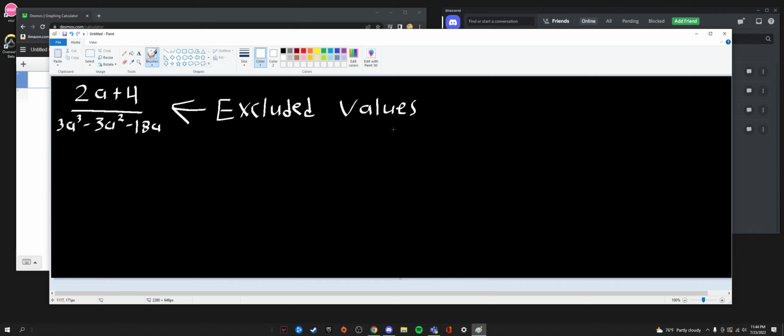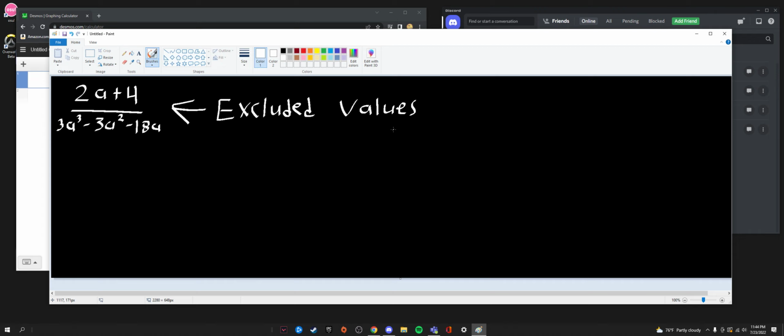Hey everyone, today we're going to be looking at the excluded values of this little expression. So we have 2a plus 4 over 3a cubed minus 3a squared minus 3a. That's an a, not a 4. And what we're looking for is essentially where this function is undefined.